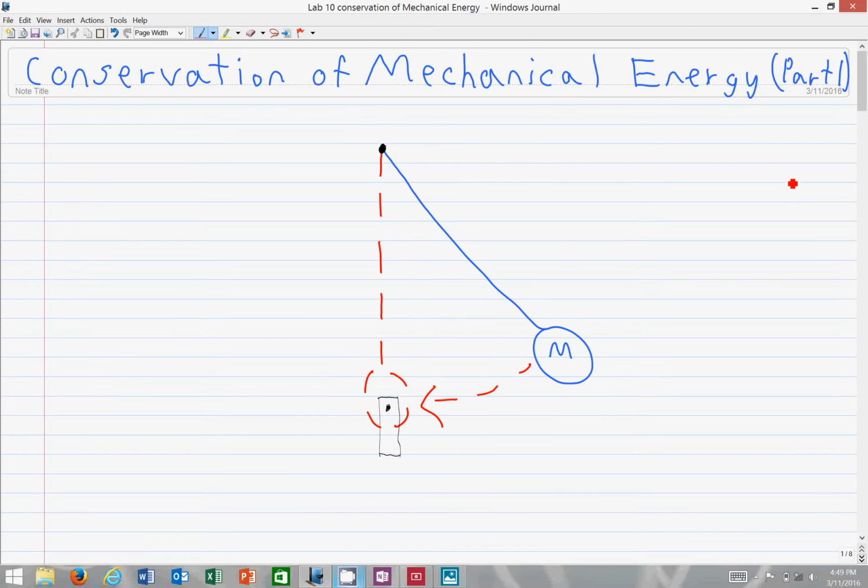Welcome to Lab 10, Conservation of Mechanical Energy. In this lab, we will be measuring the velocity of a pendulum at the bottom of its arc and comparing that velocity to a predicted velocity found using conservation of energy.